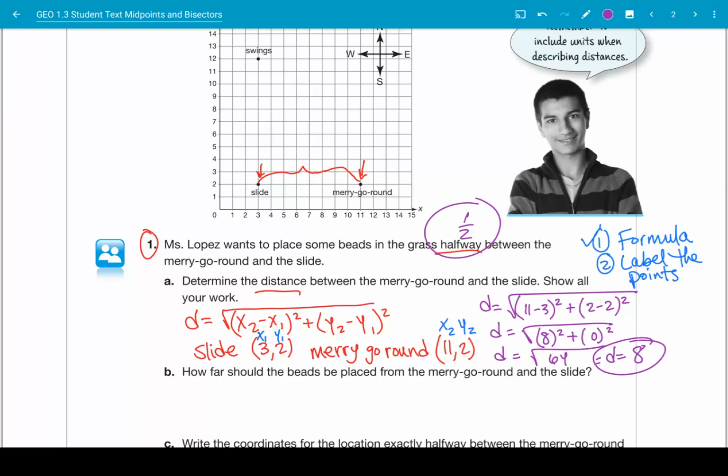Go ahead and everybody shout it out. If you shout it out 4 units, you are correct, because half of 8 equals 4. So the beads should be placed 4 units away.